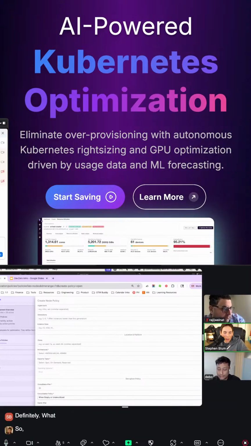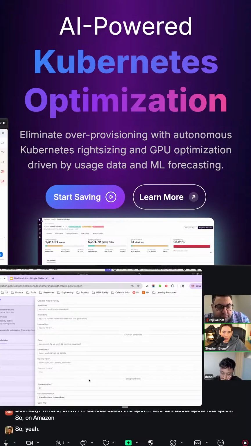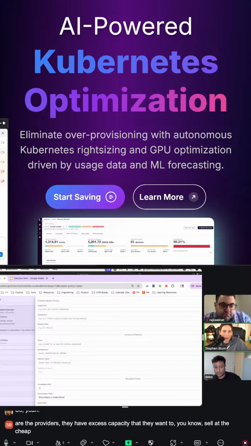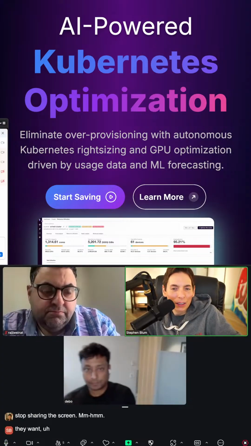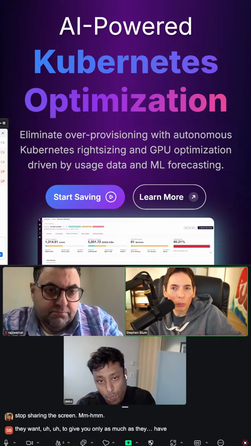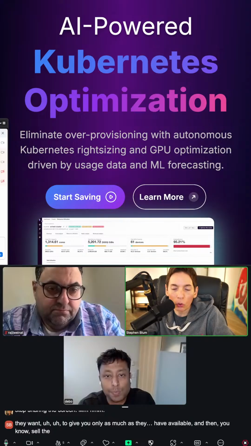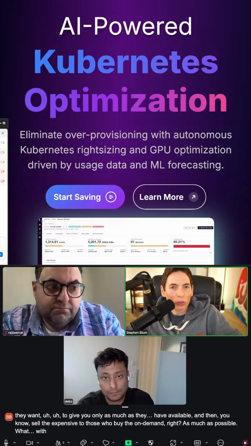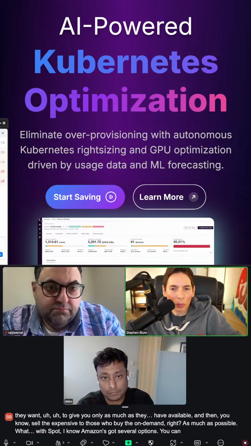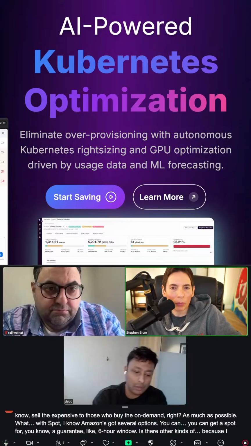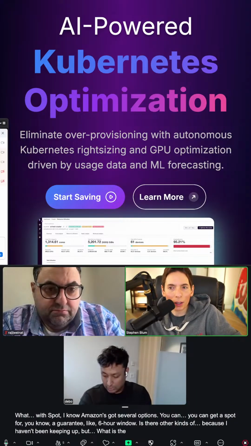Definitely. I'm curious about Spot. Let's talk about Spots real quick. On Amazon and other providers, they have excess capacity that they want to sell cheap, right? They want to give you only as much as they have available, and then sell the expensive capacity to those who buy on demand, right? With Spot, I know Amazon's got several options. You can get a Spot for a guaranteed 6-hour window. I haven't been keeping up, but what is the current limitation for Spot instances on Amazon?